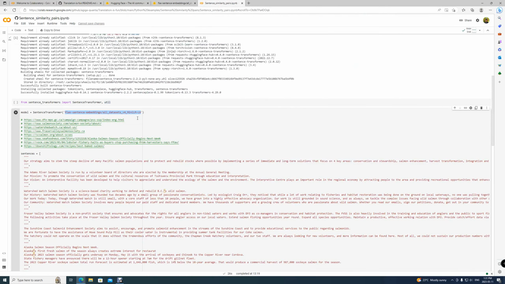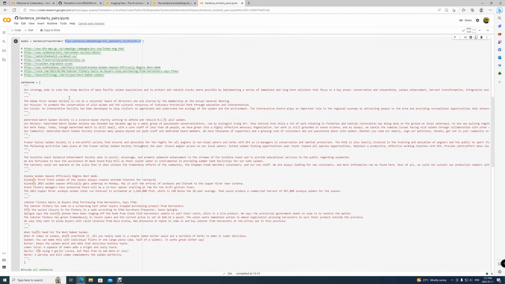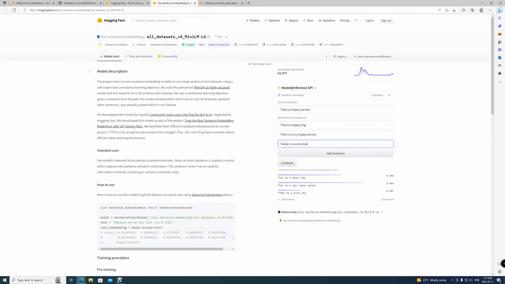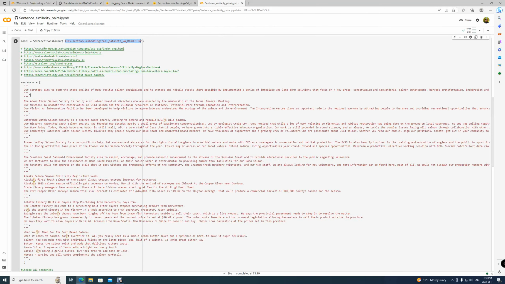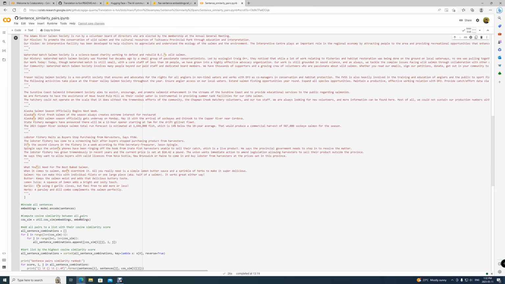After taking that, we need to take our source sentences. Instead of the original "that is a very happy person" from the model itself, we've taken our own sentences. In this case, these are the sources that we have taken our sentences from. Going to each link, you will find the sentences right there. In this case, we have 8 sentences to run together.